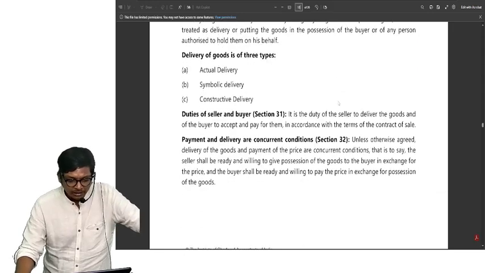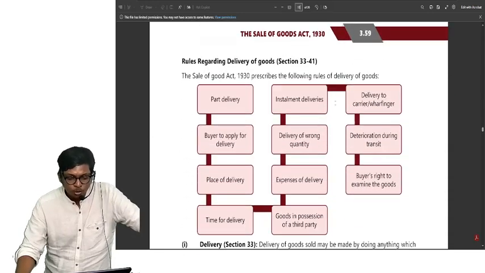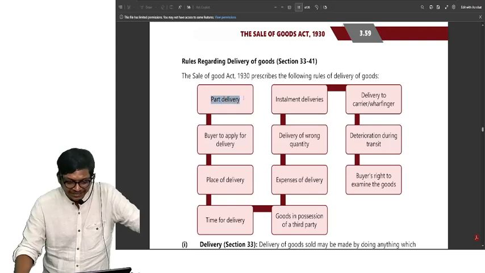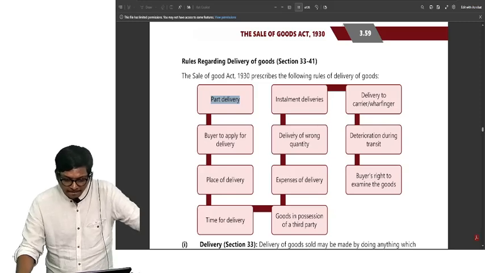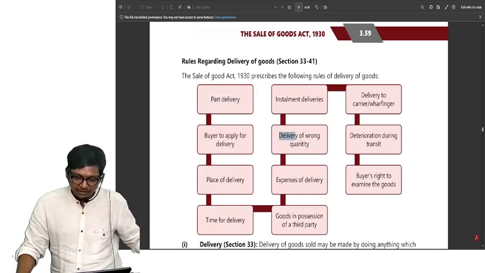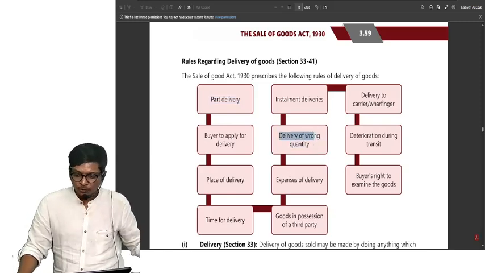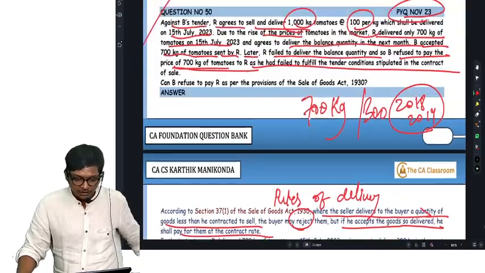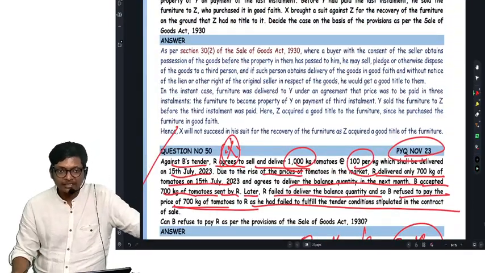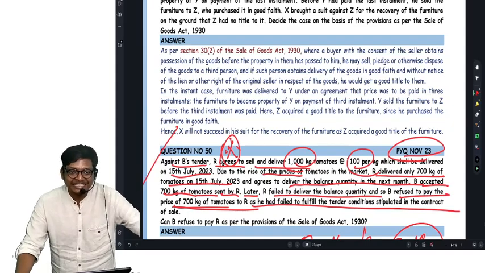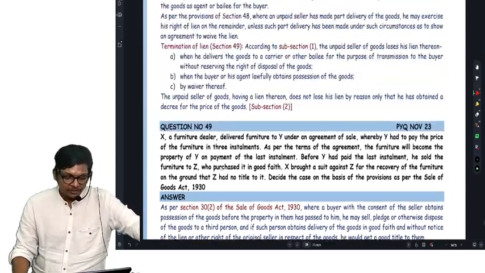performance of contract. Under that we have this concept, rules regarding delivery of thing. We are discussing the first one, part delivery means whole delivery, and the second one, delivery of wrong quantity. These two points are being tested over here. Are you following? Clear? Mark the question as important because this is the only question covering rules of delivery as a standalone question. Question number 50.